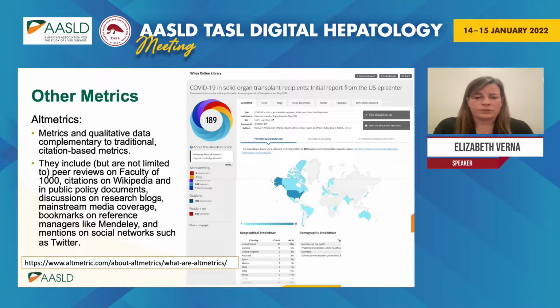And when you look at metrics for an individual paper, and I've shown you just an example of a paper here, it includes all the different types of citations and the locations around the world where the things were cited, a lot of granular information, which I think can be really interesting as an author to see who your work is reaching and how.